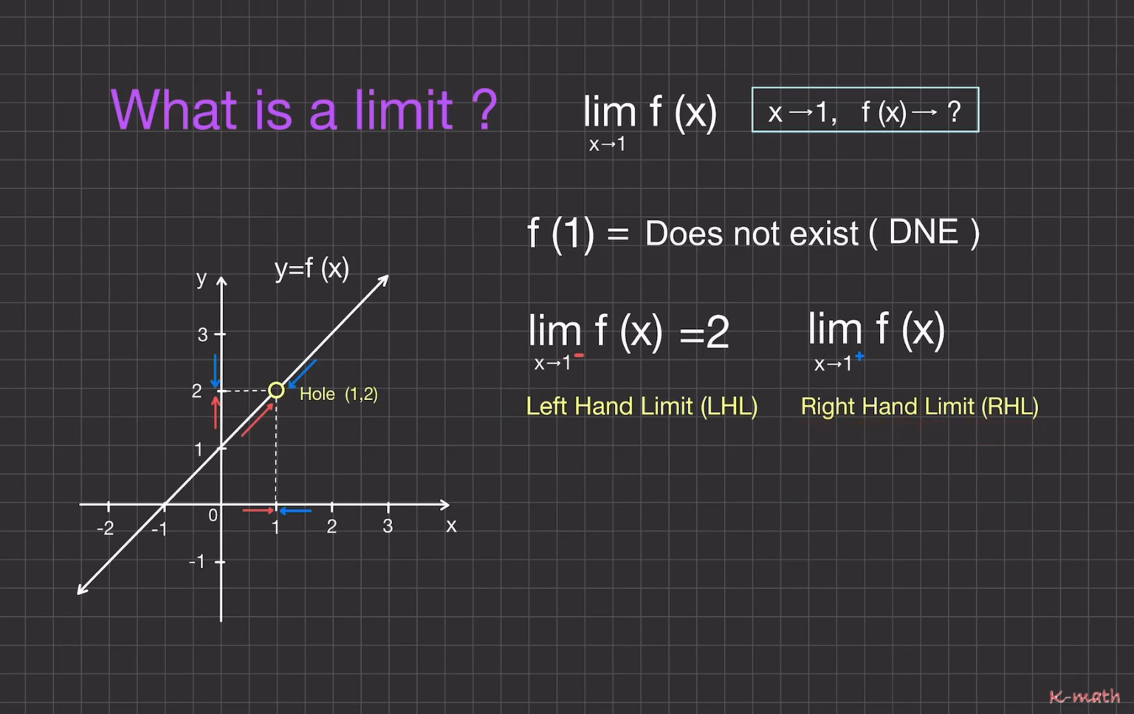Just like before, trace the graph. As x approaches 1 from the right, like this, the y values go through 2.5, 2.3, 2.1, and 2.001, and eventually get close to 2. So the limit from the right is also 2. When the left-hand limit and the right-hand limit are the same, we say the limit as x approaches 1 equals 2. It really doesn't matter whether f of 1 exists or not.